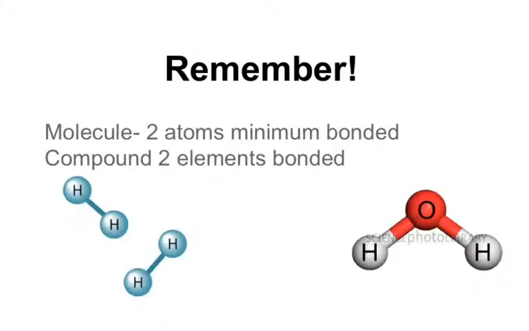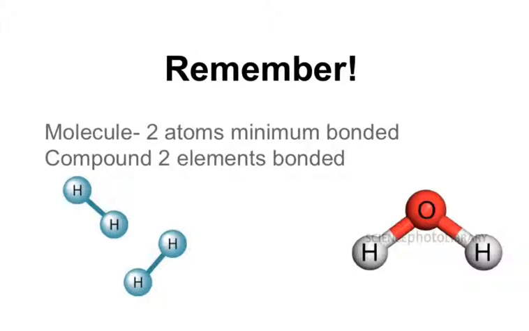So a compound has two elements bonded. Over here, I only have one element. I only have hydrogen. There's only one type of element. Yes, there's two atoms, but there's only one element. This right here is not a compound. It's a molecule, but it's not a compound.